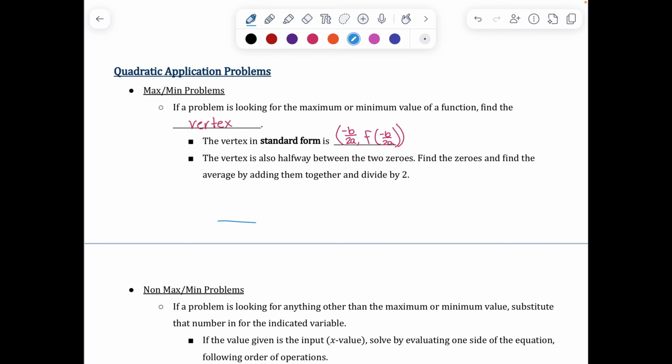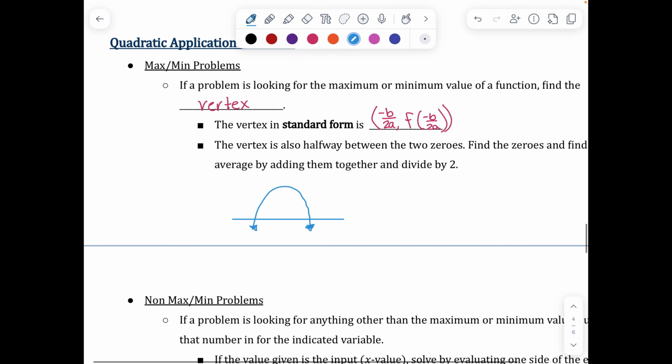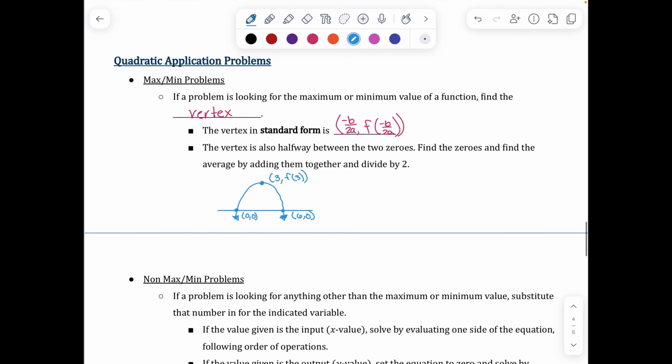So for example, if we have our graph here, and we have our quadratic, let's say this is 0, 0, this is 6, 0. Your vertex lives halfway between those two. So all you have to do is average your x values together. So 0 plus 6 divided by 2. So that would give you 3, comma, f of 3, right? So whatever you found your y once you substituted back into f. So those are two different ways to easily and quickly find your vertex.